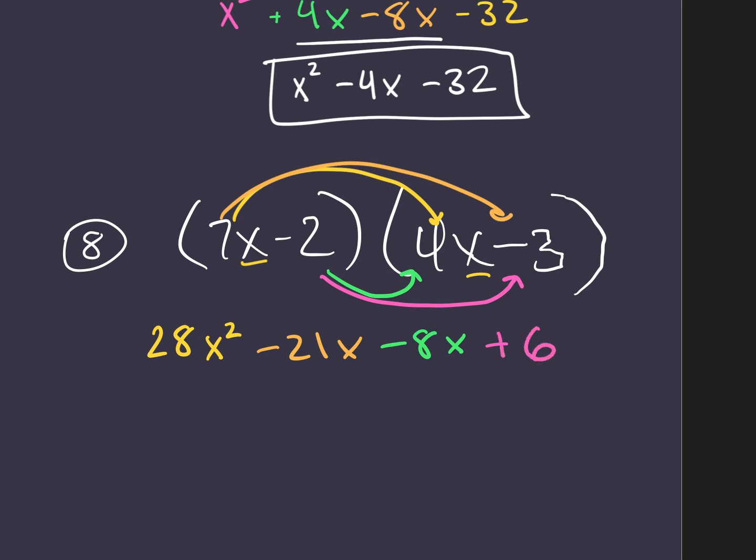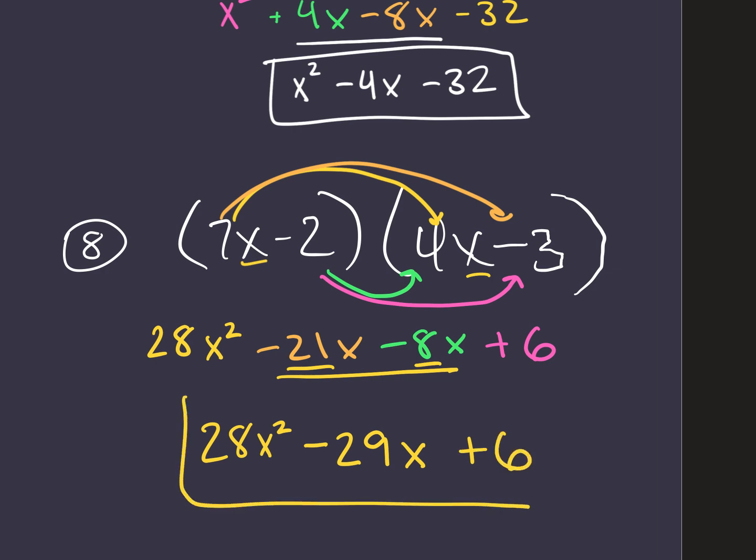Then we're going to combine our like terms, so that 28x squared stays the same. And then I have minus 21x minus 8x, so this would be minus 29x. So you just combine the coefficients, the variable part stays the same, and then plus 6.